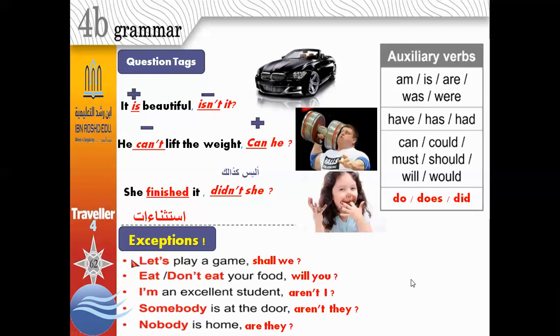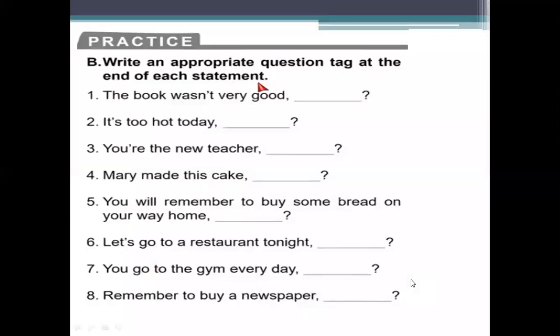Now we move to our exercises. Write an appropriate question tag at the end of each statement. Number one, the book wasn't very good. So there is an auxiliary verb in the negative, so we use affirmative, was it. It's too hot today. So auxiliary verb here, and you need negative, isn't it?